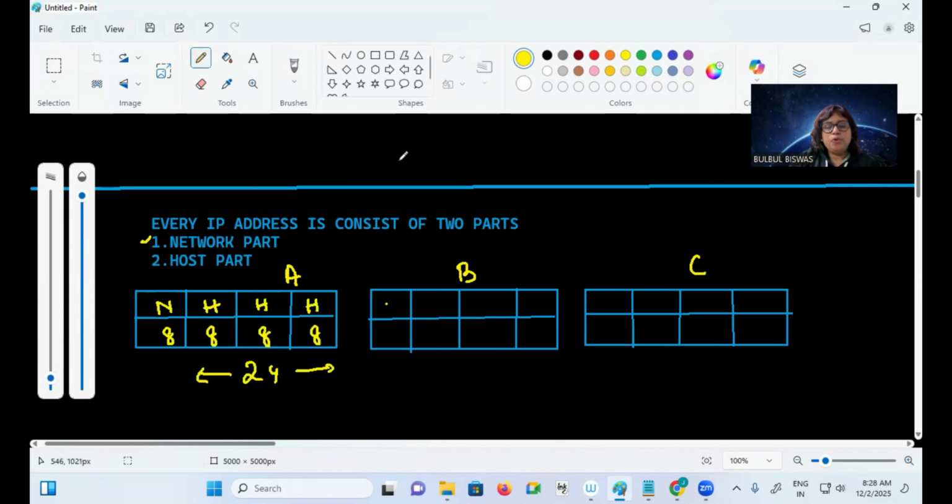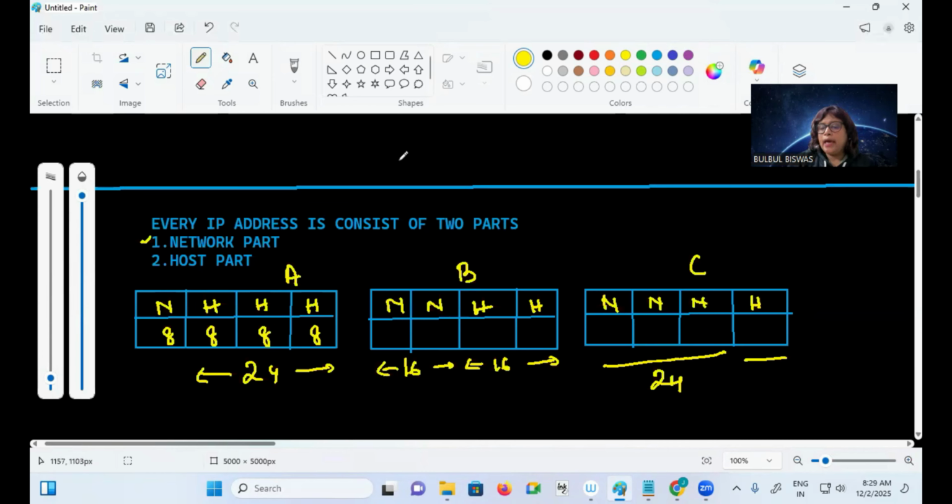In the case of class B, 2 octets are network and 2 octets are host. That means 16 bits are for network and again 16 bits for host. When we go to class C, 3 octets are for network and 1 octet is for host. That means 24 bits are for network and only 8 bits are for host.